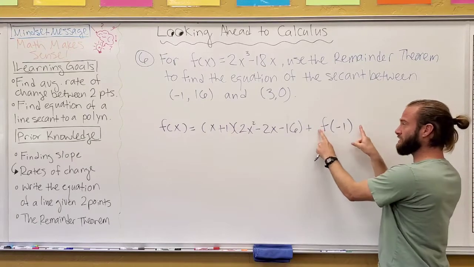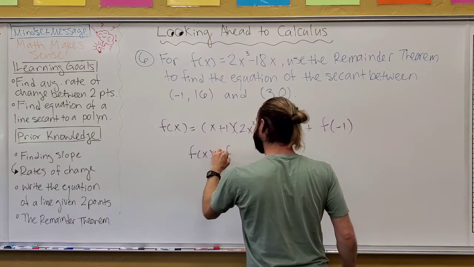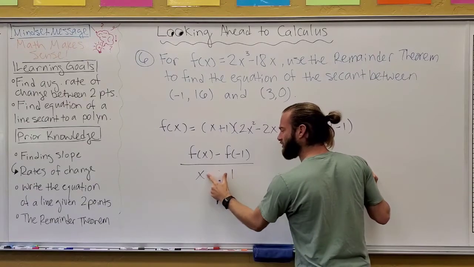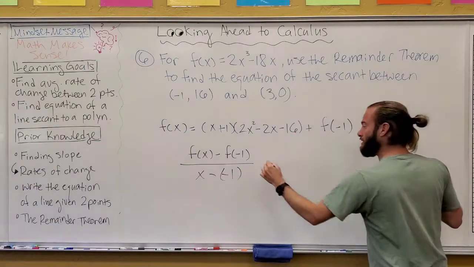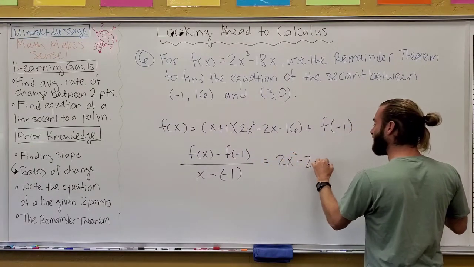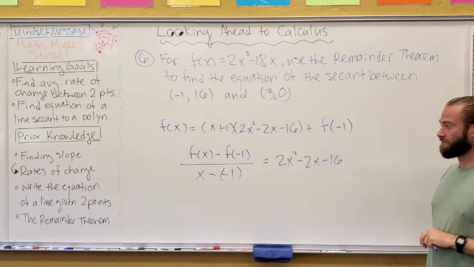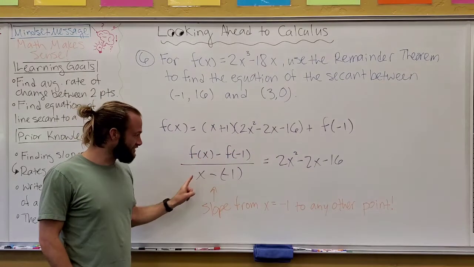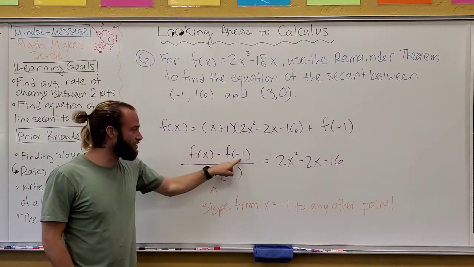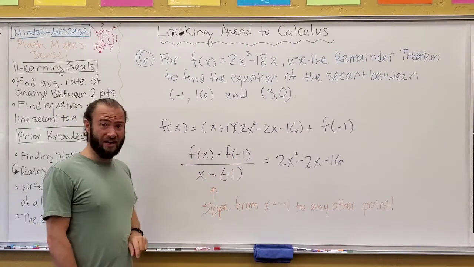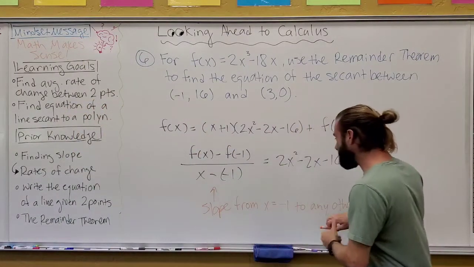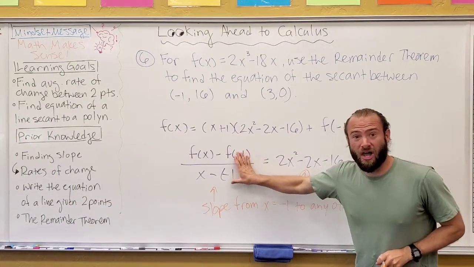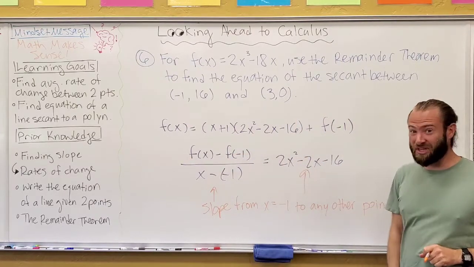Now, if we rearrange this equation and subtract this over here to make f of x minus f of negative 1, and then afterwards we divide by x plus 1, but technically x plus 1, right? Isn't that x minus negative 1? Then we get 2x squared minus 2x minus 16, right? But writing it this way should look really familiar. This is actually the slope formula, because it's the difference in y over the difference in x. But specifically the slope from negative 1 to any other point I want, actually. So here's the crazy thing. This equation right here is actually a formula for the slope from negative 1 to any other point on that curve that I want. That's really, really powerful.